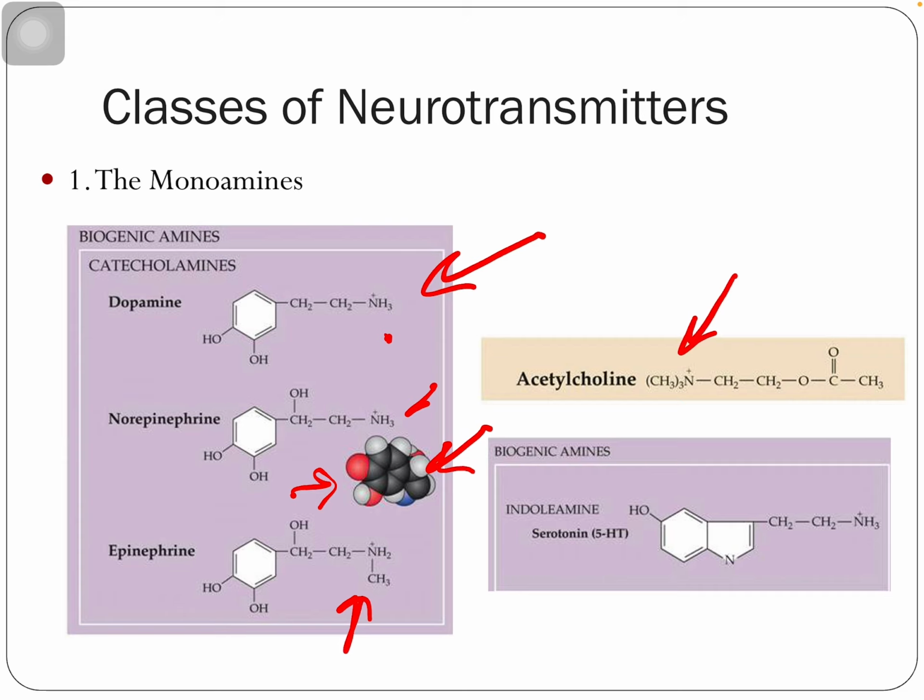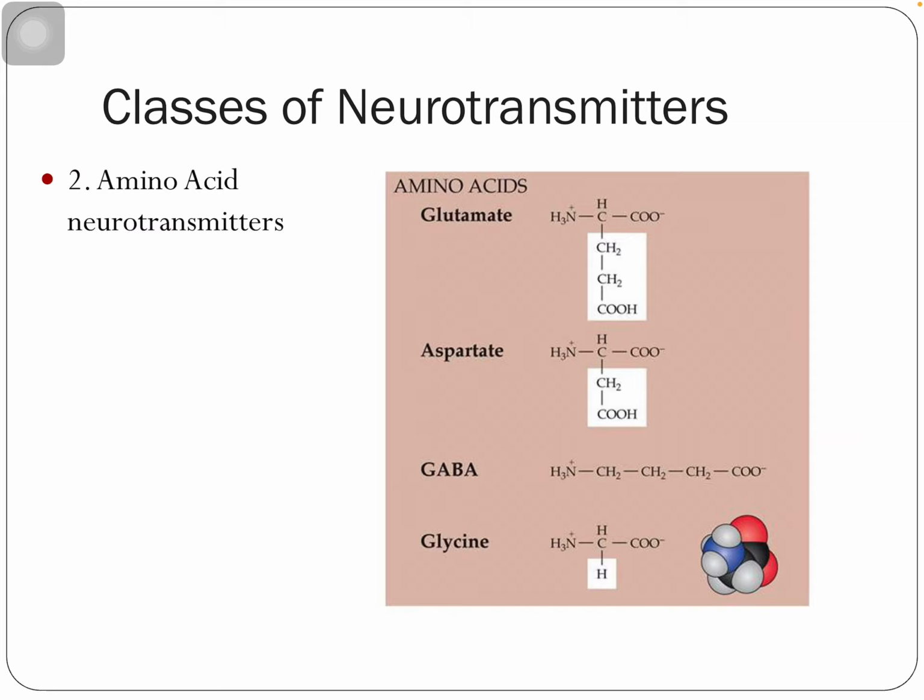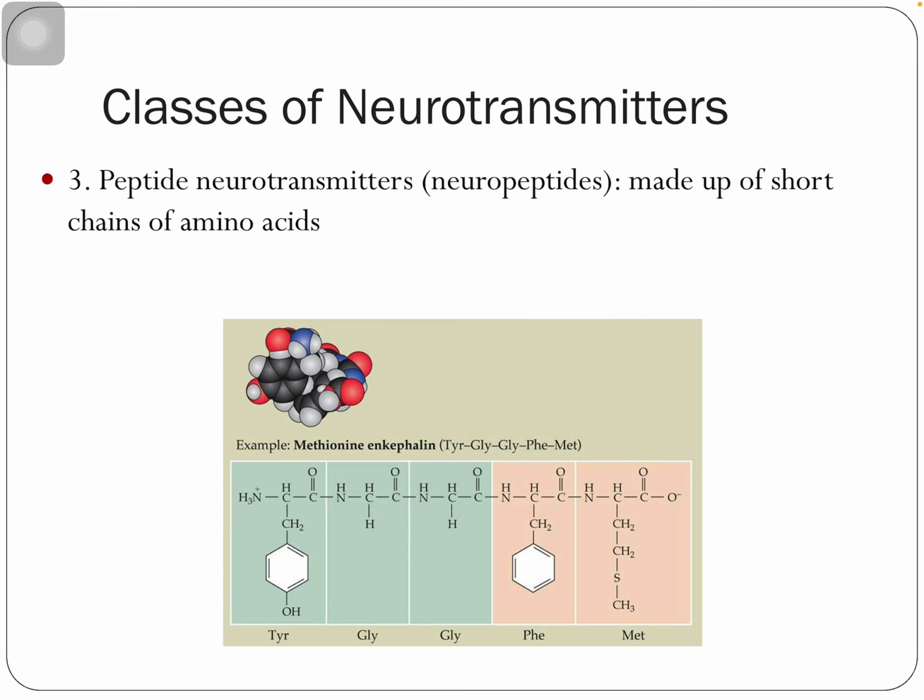Here we have acetylcholine. As another example, we have serotonin here. And as you can see, even the monoamines are broken up into different kinds of amines, just so that you guys can see that we can categorize these chemicals based off of molecular structure or type, as one of the ways that we're going to classify these.